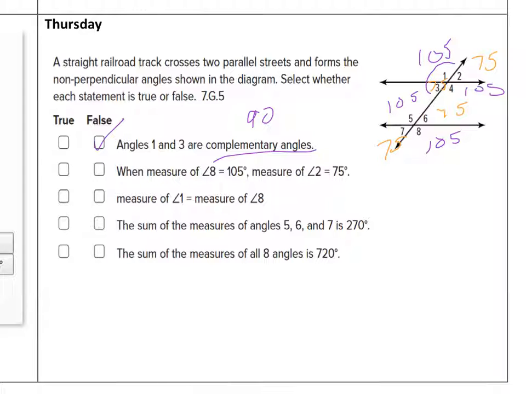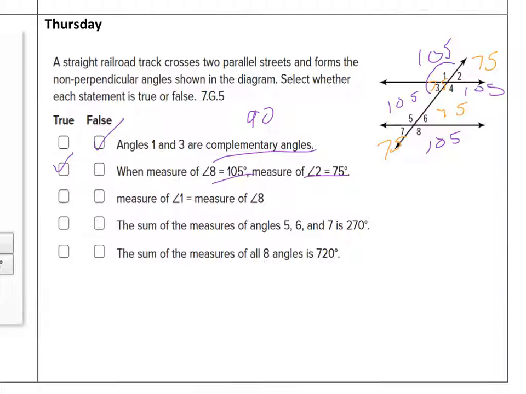And then when measure angle 8 is 105 degrees, then I know that measure angle 2 would be 75 degrees because we have an obtuse angle and we have our acute, and when you add them together, that should be a total of 180 degrees. So that is a true statement.